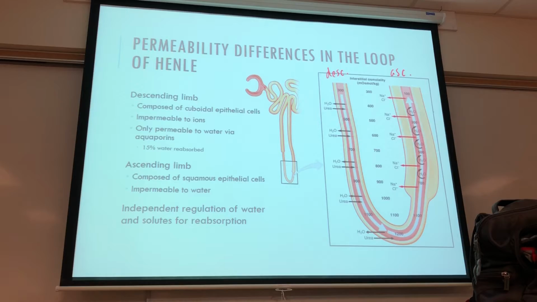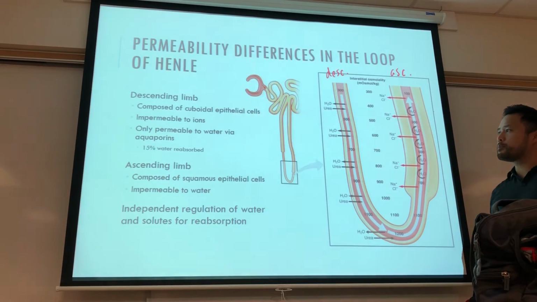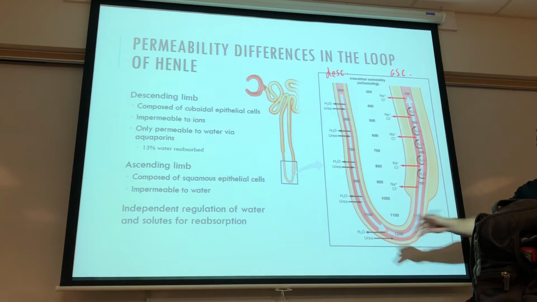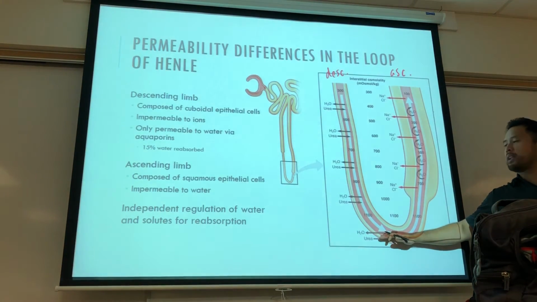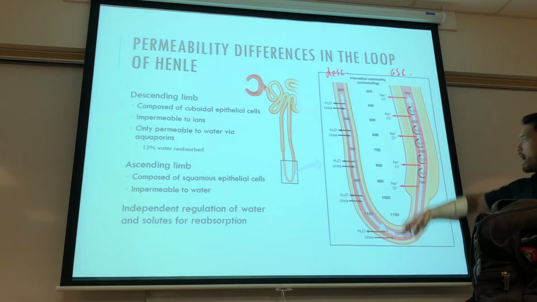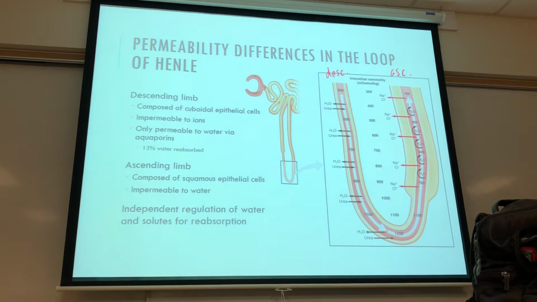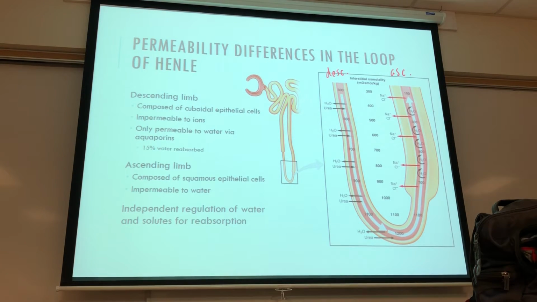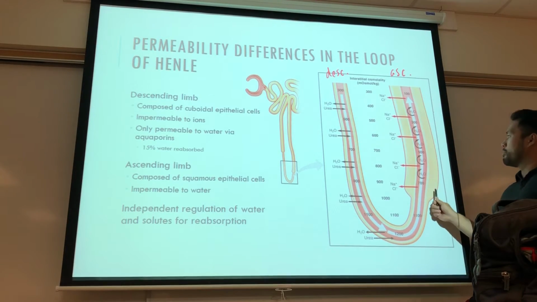So how much water are we reabsorbing? About 15%. 65% in the proximal convoluted tubule, 15% here. By the time we make it down to the loop, we've now reabsorbed 80% of our water. We still have this leftover that we still need to account for, which we'll talk about on the next slides over. The ascending limb, on the other hand, is impermeable to water.